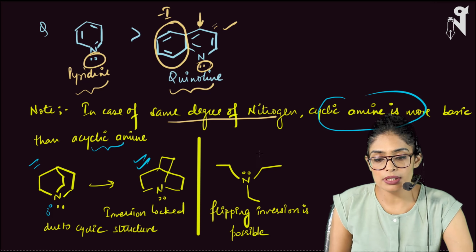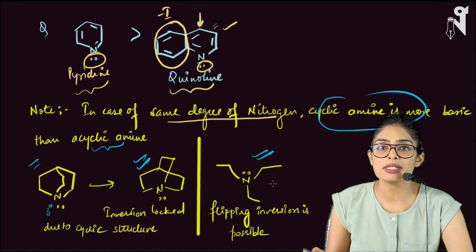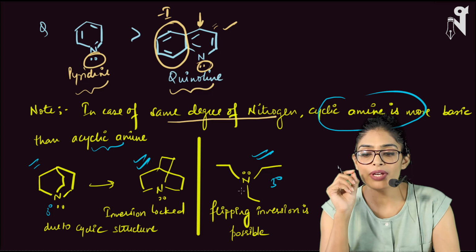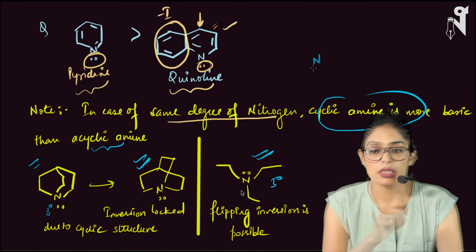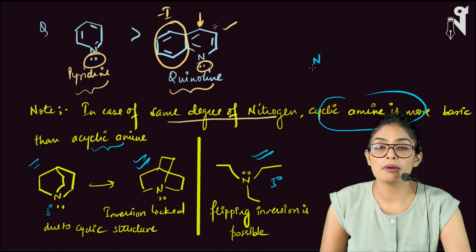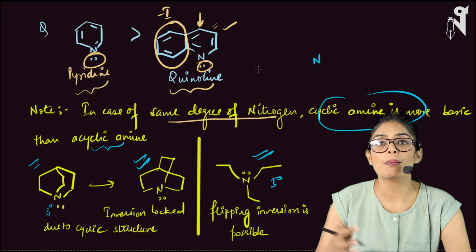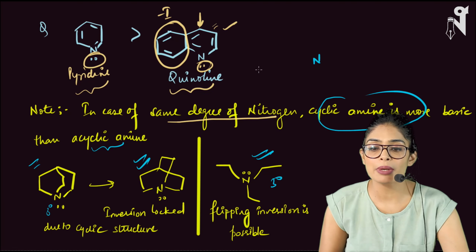Whereas look at this compound, it is also a 3rd degree nitrogen, but this is the acyclic compound. Now when we have to compare the basic strength of these compounds, what do we have to look at? When you talk about any nitrogen based compound, that is amine, amines have a property of doing inversion. What do you mean by inversion?